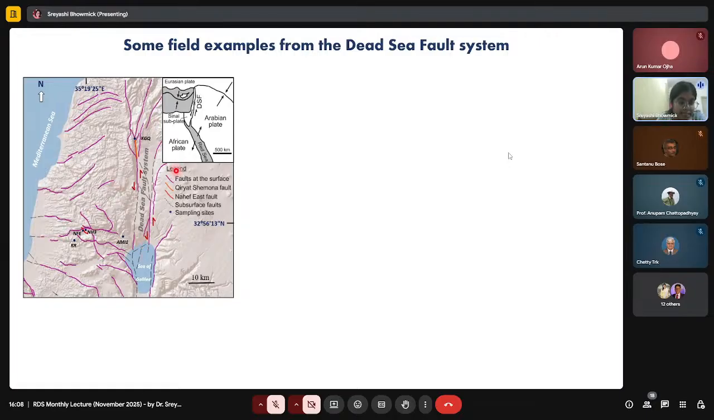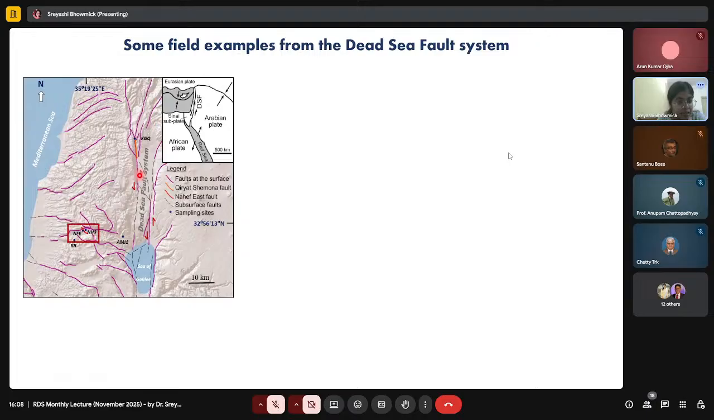Now, apart from the Dead Sea fault, here you can see the Sea of Galilee, and we have another fault system. This is kind of a subsystem, which is called the Galilee fault system, and this is connected to the Dead Sea fault. Now, today I will show two examples, one from this Galilee subsystem and the other one from the Dead Sea fault system.